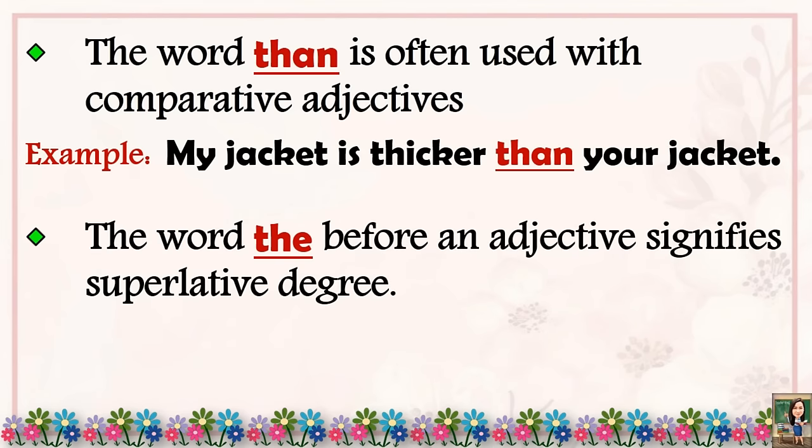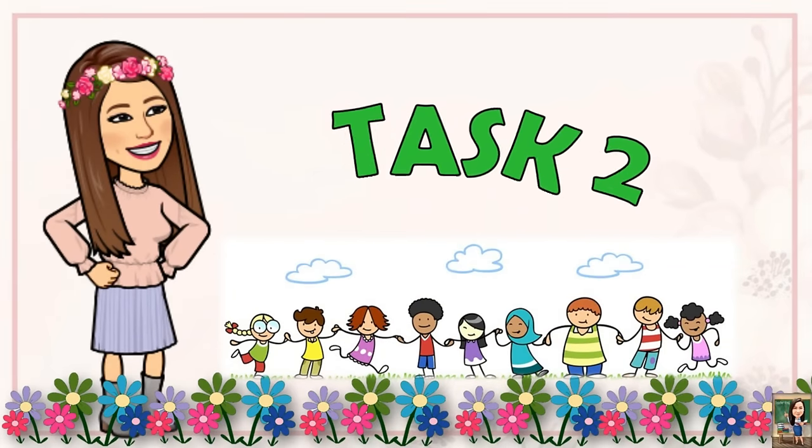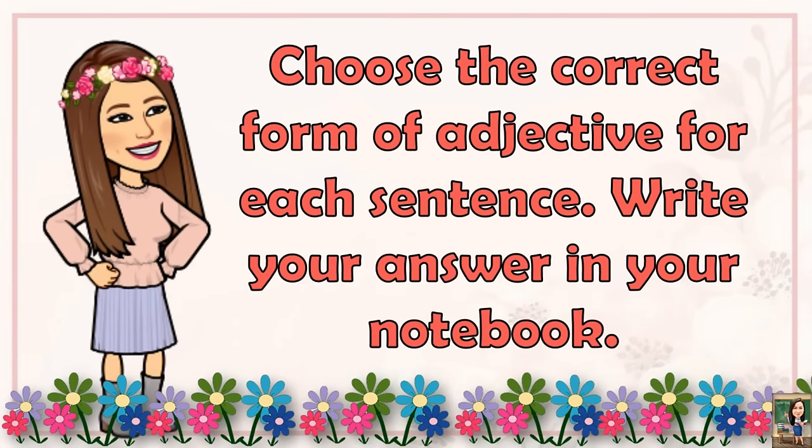Next, the word the before an adjective signifies superlative degree. For example, she is the cutest among the three. As you can see, we use the. So this is used for superlative degree. Now let's go to the task 2. Choose the correct form of adjective for each sentence. Then write your answer in your notebook.